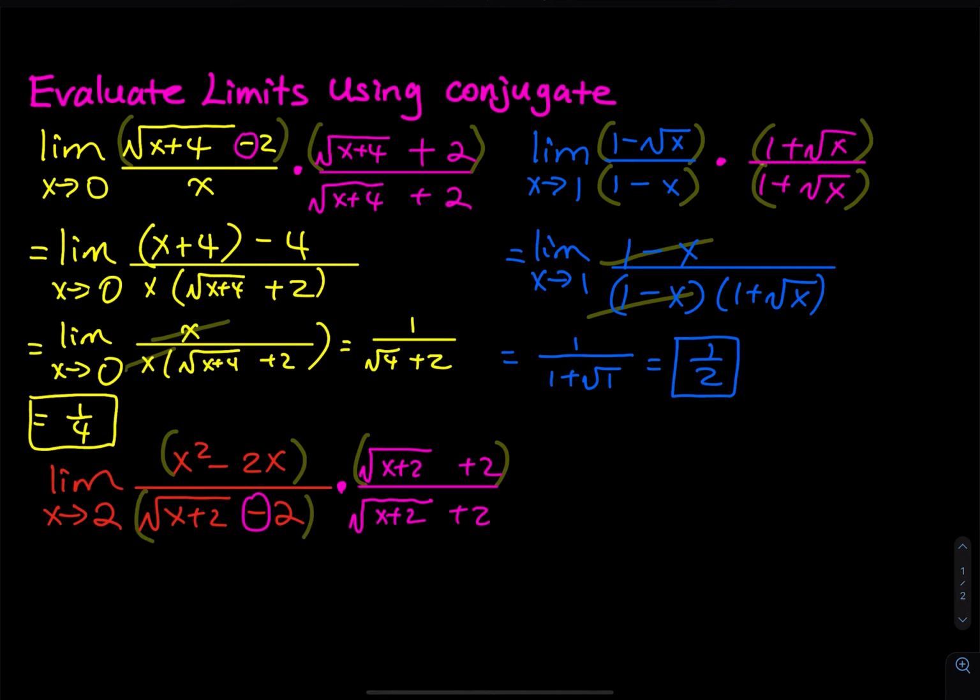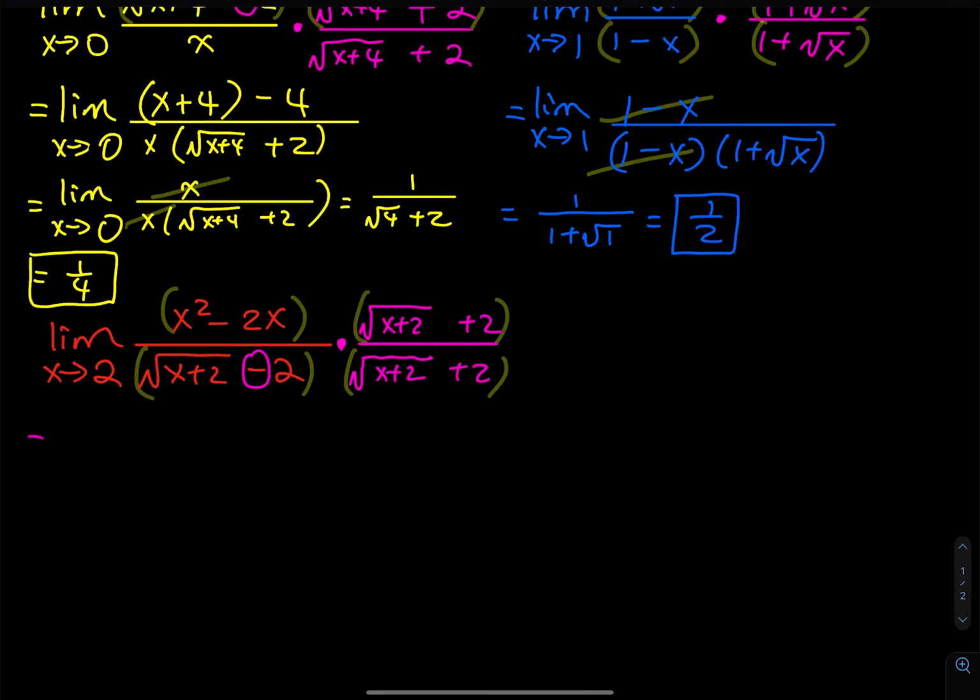Oh, actually, you know what? For the top, we don't really need to multiply that. Okay, let's move this up. And then we have the limit. Let's follow the red. Red: limit as x approaches 2.